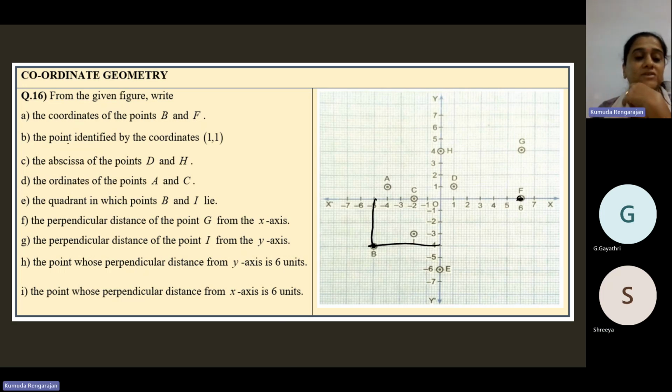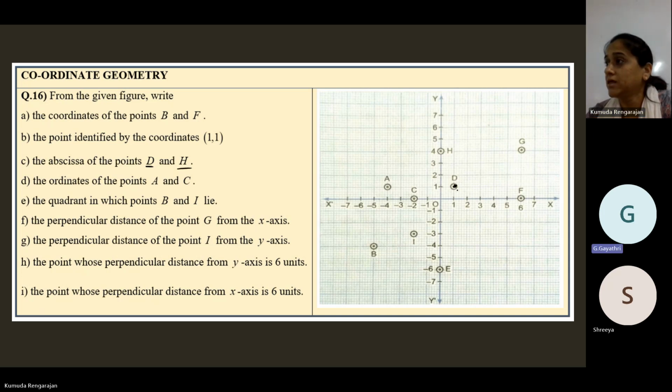Gayatri, which is the point identified by 1, 1? D. Correct. D is the point identified by 1, 1. The abscissa of the points D and H. What's the abscissa of D? 1. Abscissa is the X coordinate. Ordinate is the Y coordinate. And what about the abscissa of H? Where's H? The X coordinate of H. This is 0, 4. So it is 0.